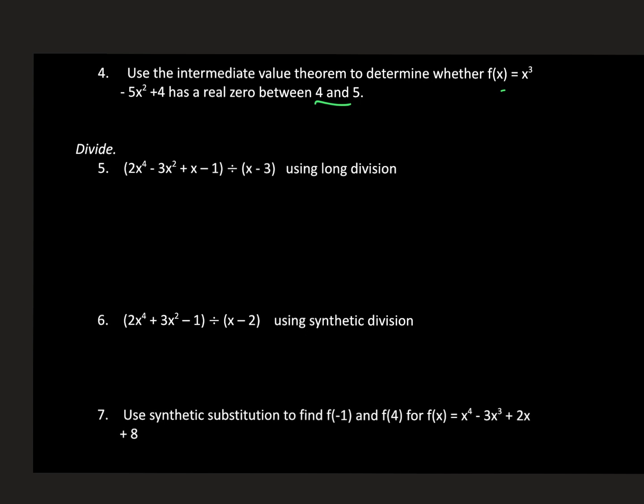The number 4 has a negative 12 beside it. The 5 has a 4, which means the signs change, which means there's a 0 between negative 12 and 4 because it went from negative to positive. So I'm just going to put yes.